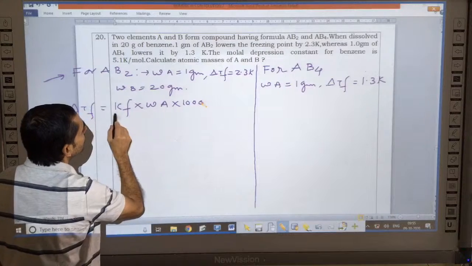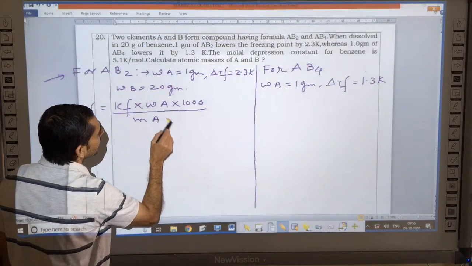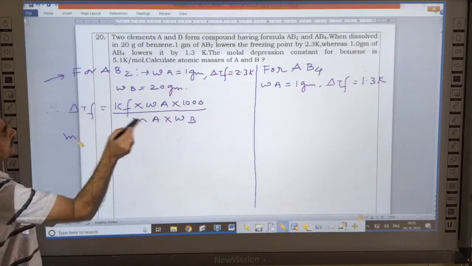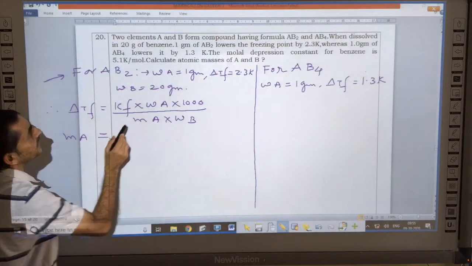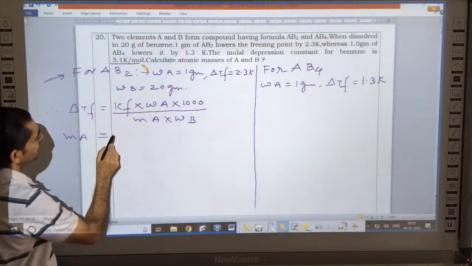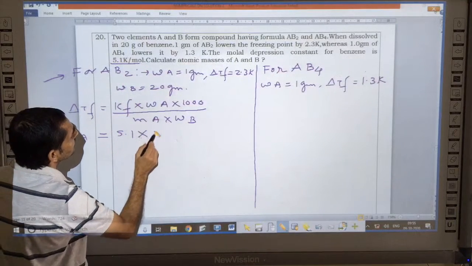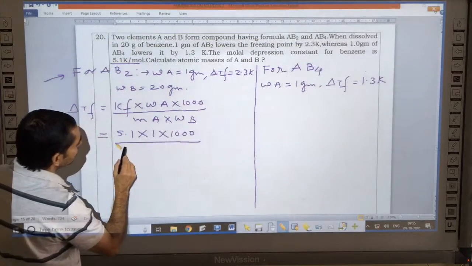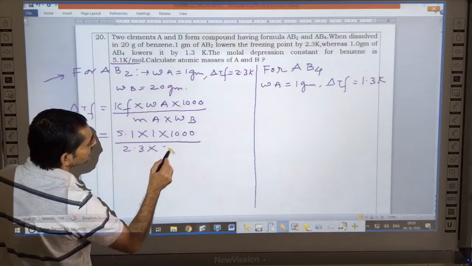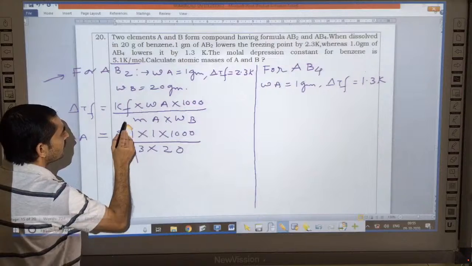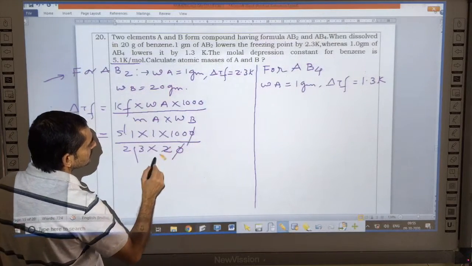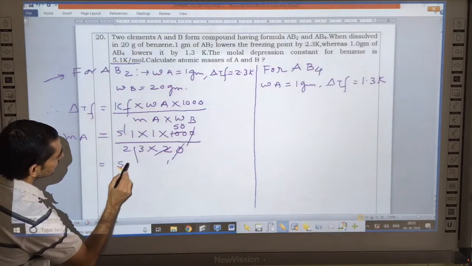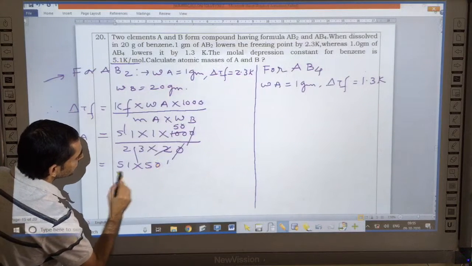Therefore, for AB2 we know delta TF, we will calculate molar mass of solute. You have to calculate molar mass, and molar mass of solute MA will be equal to KF WA into 1000 upon delta TF into WB. What is the value of KF? 5.1. 5.1 multiplied by 1 into 1000 upon delta TF 2.3 into benzene 20 gram. Solve it. Point cancels, 0 0, 2 1s are 2, 2 5s are 50. All this is 51 into 50 upon 23.